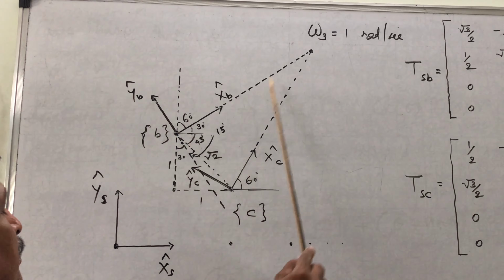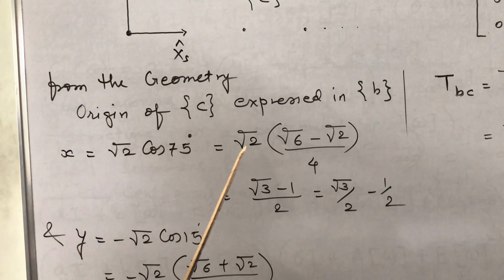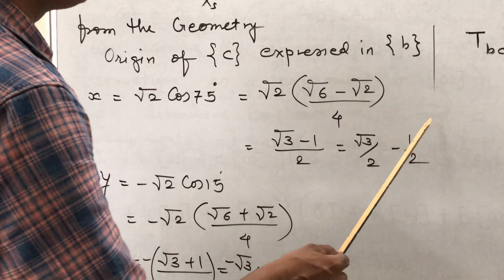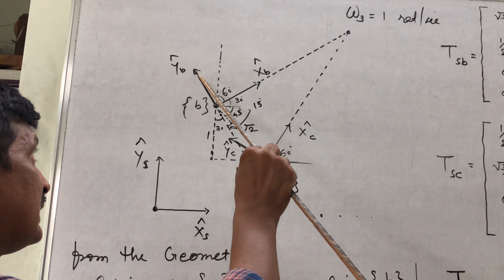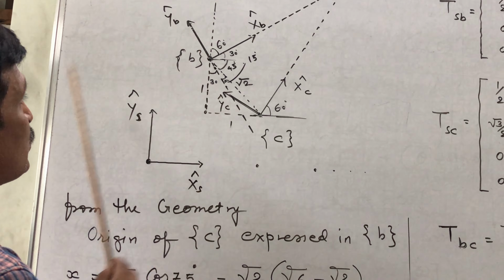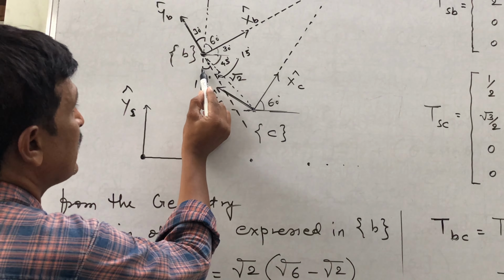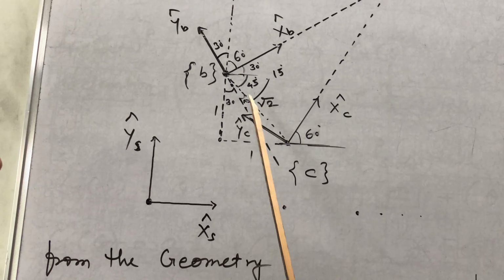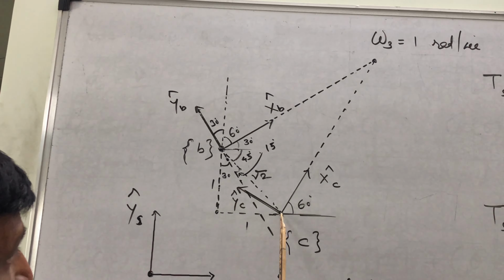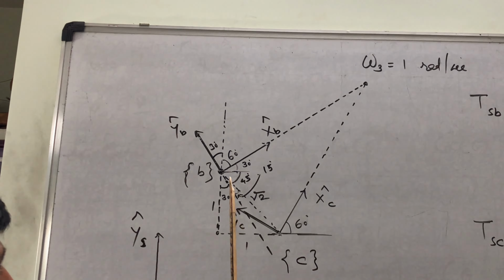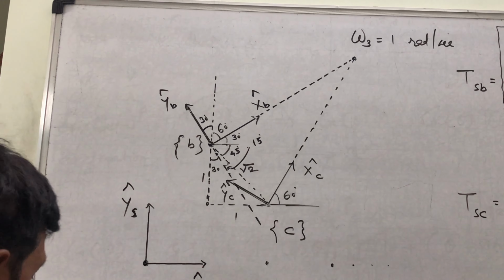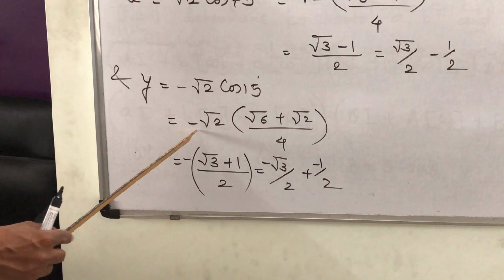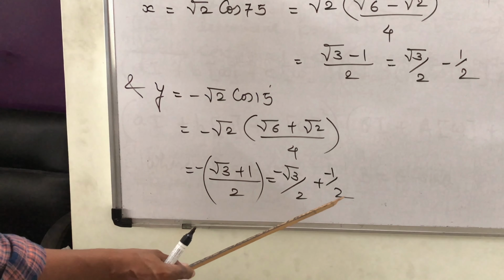So the x coordinate of this point in the B frame is x equal to root 2 cos 75. That is root 2 into root 6 minus root 2 by 4. Root 2 common. So root 3 minus 1 by 2. That is root 3 by 2 minus 1 by 2. Now if we extend this line here, so this one is 30. So this one is also 30. But the whole angle is 45. So this angle is 15. And this one has length root 2. So the y coordinate of this origin expressed in the B frame is root 2 cos 15 but negative. So y is minus root 2 cos 15. So minus root 2 cos 15 is root 6 plus root 2 by 4. So finally we have minus root 3 by 2 minus 1 by 2.